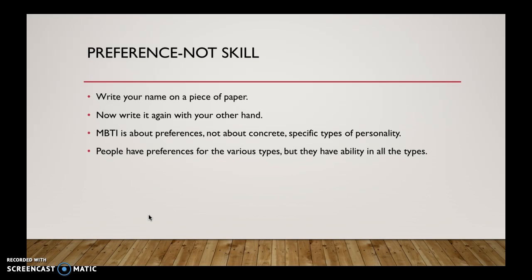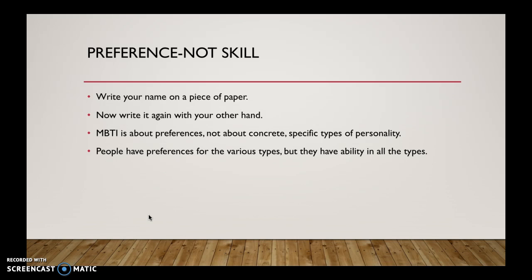So one thing to understand regarding the Myers-Briggs is that these are preferences, these are not skills. To better understand that, I want you to do this little exercise. Write your name on a piece of paper. Now write it again with your other hand. Now as you can see, you were able to write your name with both hands, but it's with your preferred hand that you were able to do that task more easily.